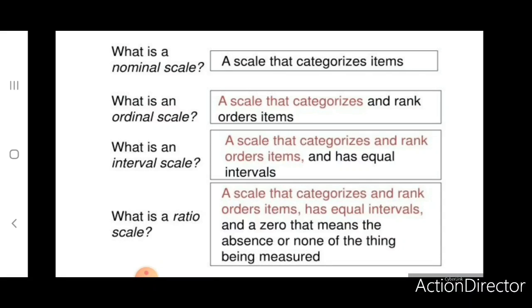Then the third one is interval scale. Here categorization is possible, ranking is possible, and apart from these two features, there is an equal interval allocation. So that is interval scale.